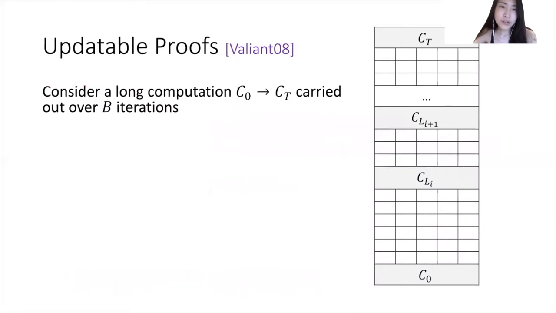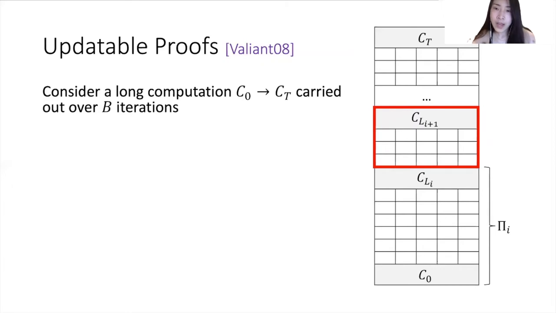So the first notion that we're after today is the notion of updatable proofs, which was introduced by Valiant. And in this setting, we have a long computation going from C0 to CT, which is carried out over B separate iterations. And at any point in time, you'll have some prefix of the computation that's been carried out, and a proof for the computation that's been carried out so far.